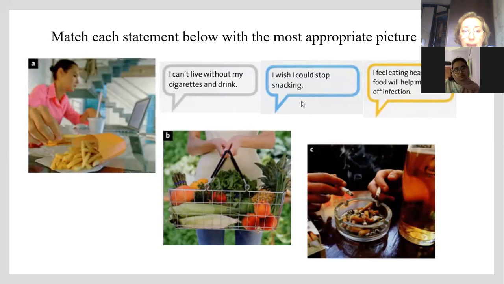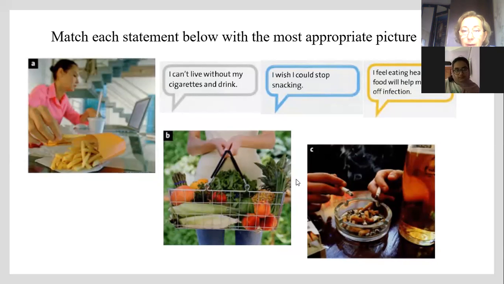What about the second? I wish I could stop snacking. Picture A, ma'am. And what is she doing in picture A? She's having snacks while doing something on the laptop. Yes, she's working on the computer, so she's busy, and her lifestyle is sedentary. She doesn't move a lot and eats a lot of junk food like here. And what is she eating now? French fries, okay.